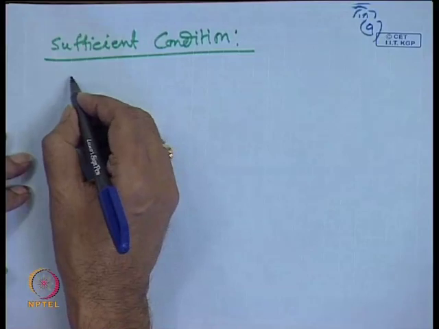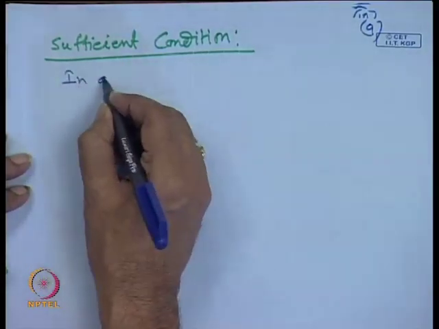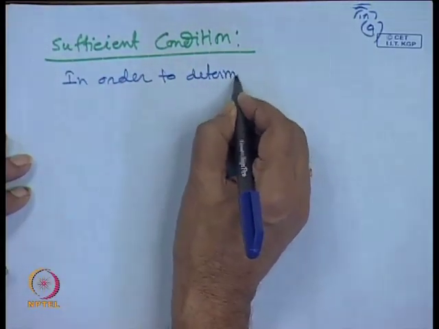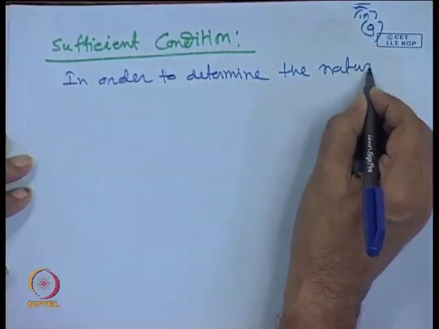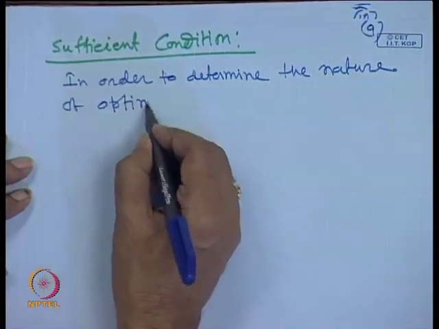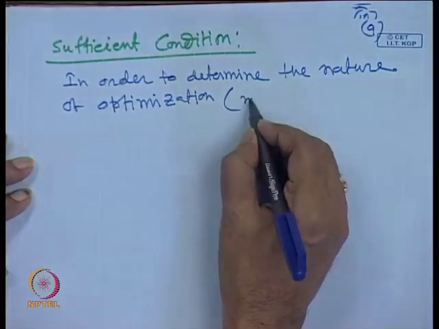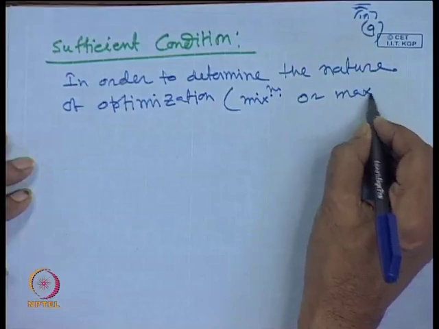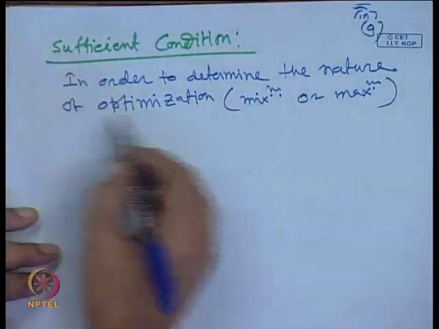The sufficient condition provides a way to determine the nature of optimization. Either the functional value is minimum or maximum, this is the nature, and we must confirm this. That can be done by using the sufficient condition.